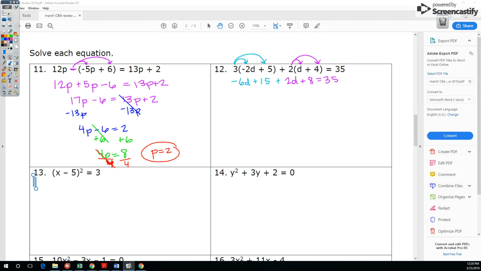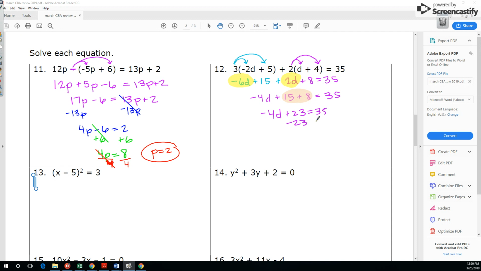Again, I'm going to combine my like terms when they're on the same side of the equal sign. So negative 6d plus 2d, negative 6 plus 2 is negative 4. And I'm also going to combine my constants. So I'm going to combine my 15 and my 8. I'm going to add those together. So 15 plus 8 is 23. Inverse operation, subtract that 23. I get that negative 4d is equal to 12. Divide by negative 4, and d equals negative 3.